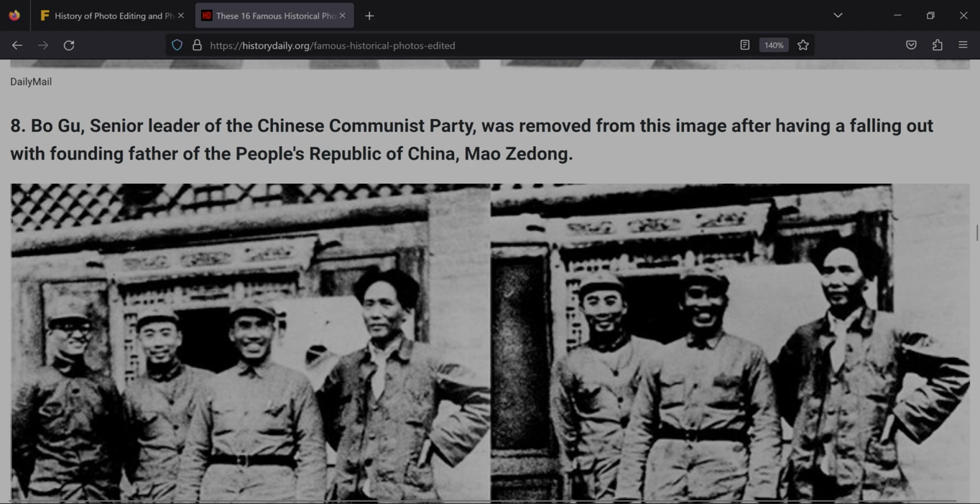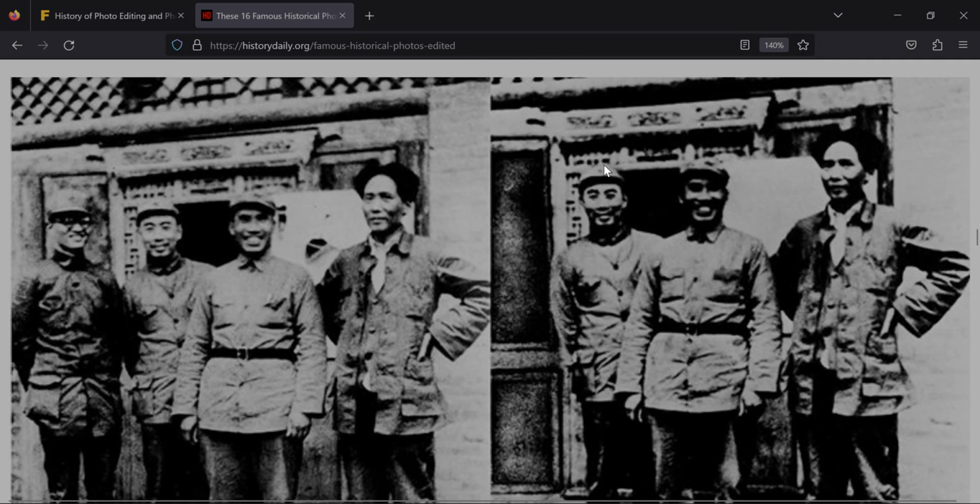Bogu, senior leader of the Chinese Communist Party, was removed from this image after having a falling out with the founding father of the People's Republic of China, Mao Zedong. It literally is. If you piss off the leader, he'll cut you out of all the photos. He doesn't care about you, and he will remove you from every picture. You never existed. Now they've just removed this guy and replaced him.